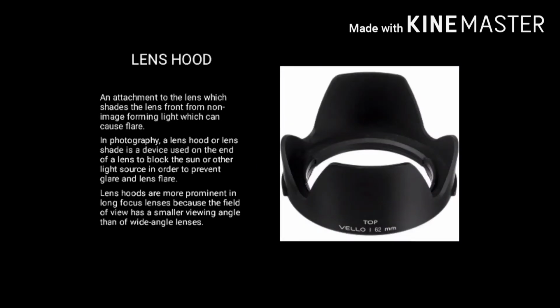Lens hood, an attachment to the lens which shades the lens in front from non-image forming light which can cause flare. In photography, a lens hood or lens shade is a device used on the end of a lens to block the sun or other light source in order to prevent glare and lens flare. Lens hoods are more prominent in long focus lenses because the field of view has a smaller viewing angle than wide-angle lenses.